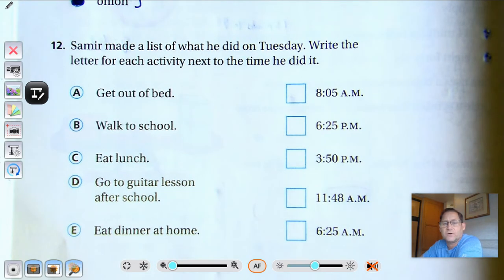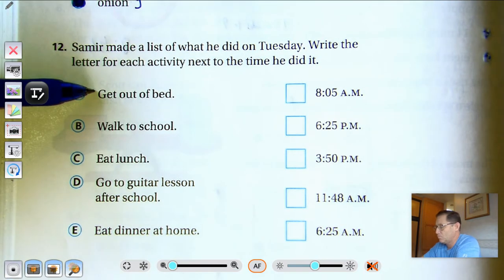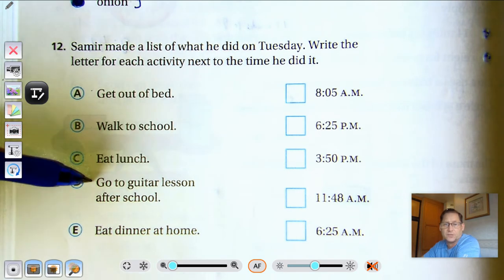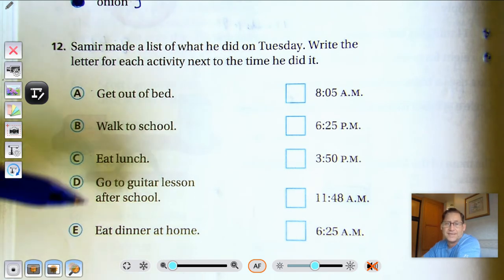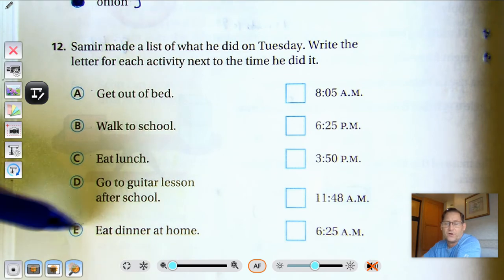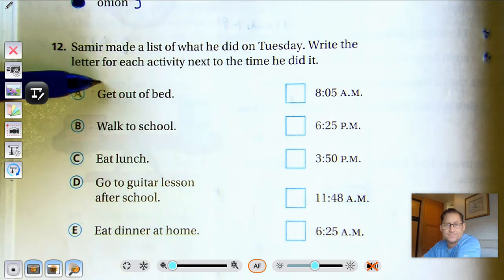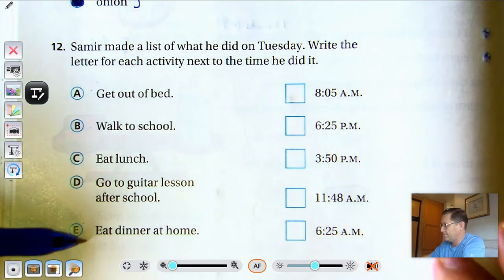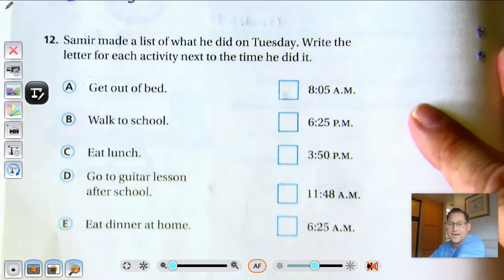Samir made a list of what he did on Tuesday. Write the letter for each activity next to the time he did it. All right, get out of bed, walk to school, eat lunch, go to guitar lesson after school, eat dinner at home. So the earliest thing is getting out of bed. The latest thing is eating dinner. So let's look at the times here. Which one's the earliest time?